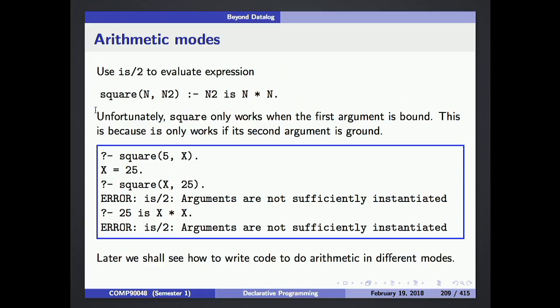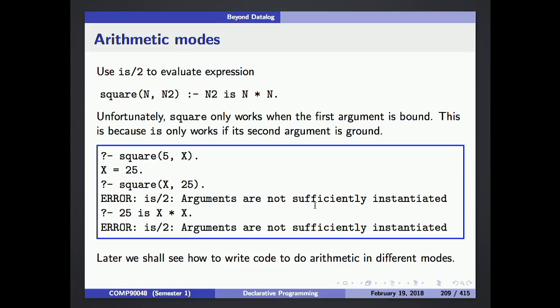So we can use that, right? We could write a square relation which says, okay, N2 is N squared, and I can just write it that way. And this will work if we give it the first argument, right? We say, okay, square of 5 is X, we'll get X is 25. That's all good. But then we say square of X is 25, right? What's the X which when squared gives me 25? And I'll get this error.